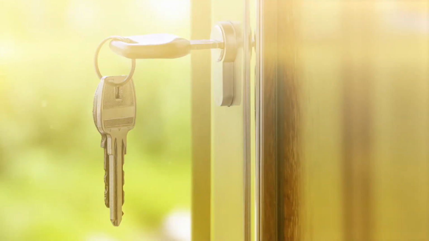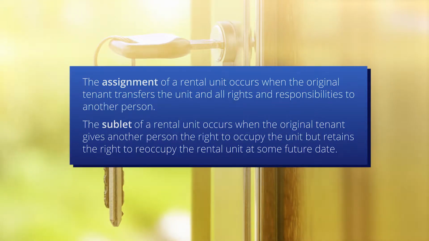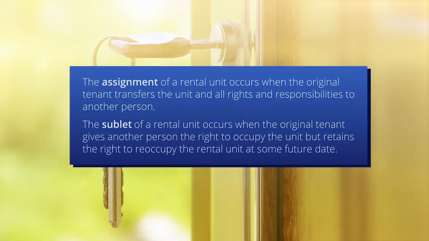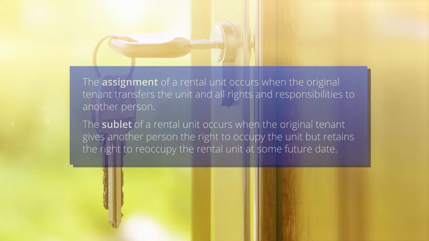The Residential Tenancies Act establishes definitions and rules of the sublet or assignment of a rental unit. The assignment of a rental unit occurs when the original tenant transfers the unit and all rights and responsibilities to another person. The sublet of a rental unit occurs when the original tenant gives another person the right to occupy the unit but retains the right to reoccupy the rental unit at some future date. There is a significant difference between the two, and it is important that landlords understand how both situations work.